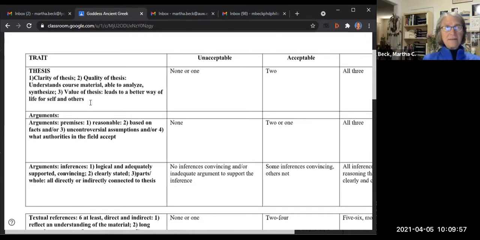But just that one thing, to try and write a paper related to one thing, is less complex than if you start out with a more complex thesis. So we're going to be talking about that: clarity of the thesis, the quality, and the value, right? So make sure you write about something that you think is very important.